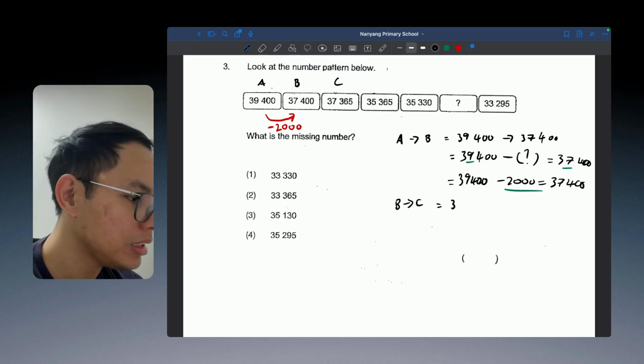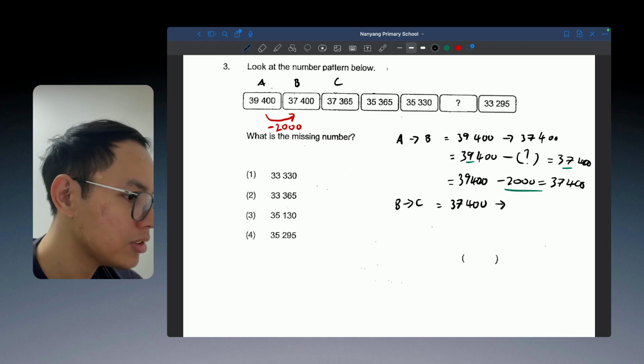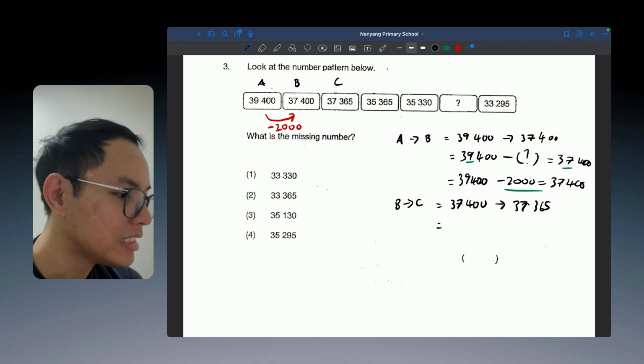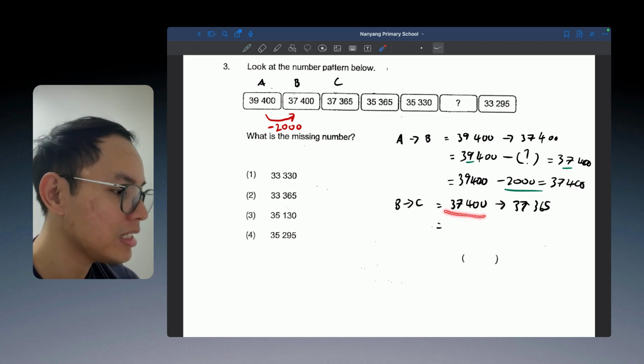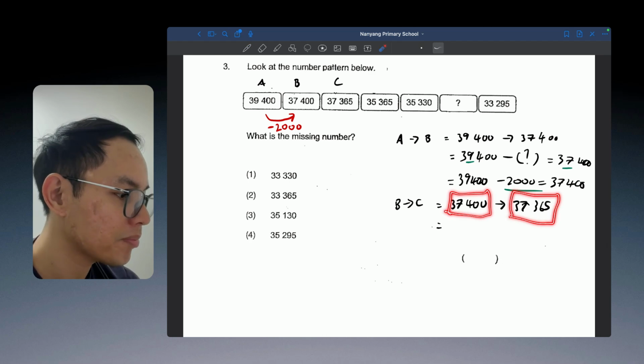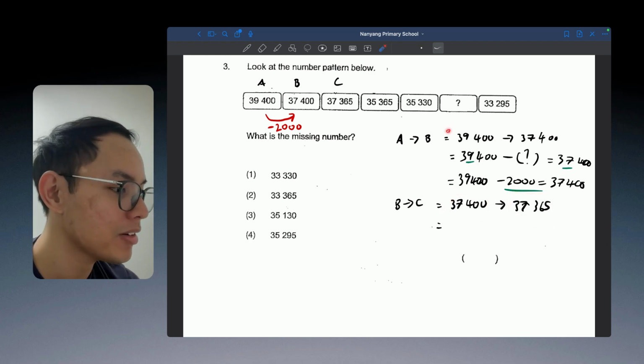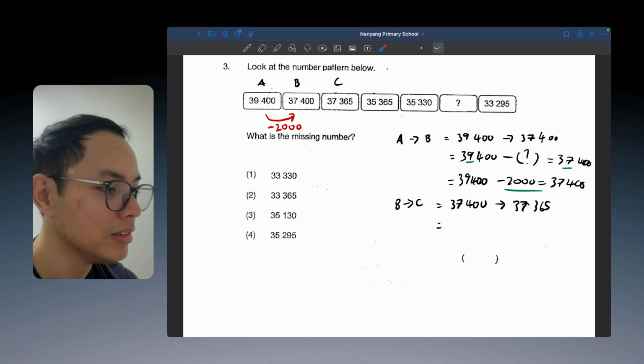So it is 37,400, and then it suddenly turns to 37,000. Wait, it's not minus 2,000 anymore. Okay, so what is the missing equation? It's still minus, right? Because we can see that this number is bigger than this number. So this is a minus, right? Same thing, right? That's what we've done here.